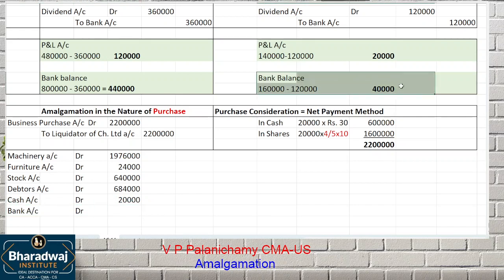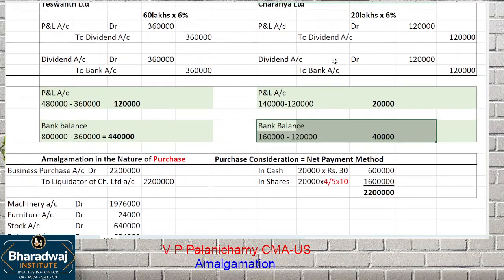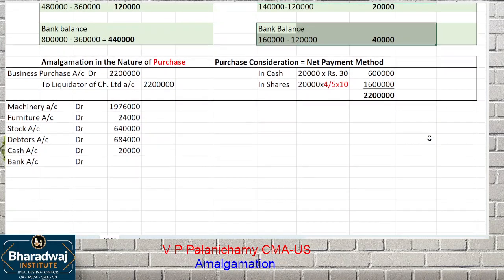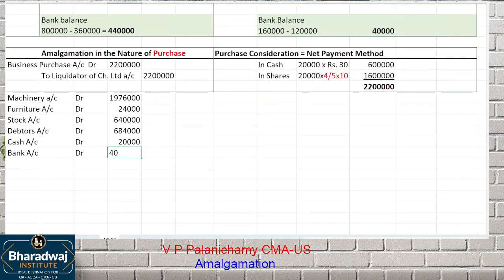After the dividend, what is the bank balance? The bank balance was there, but they paid the 6% dividend. The impact will be both in the P&L account as well as in the bank balance. After paying the dividend, the bank balance became how much? 40,000. Bank balance is 40,000. Then leave a line gap.